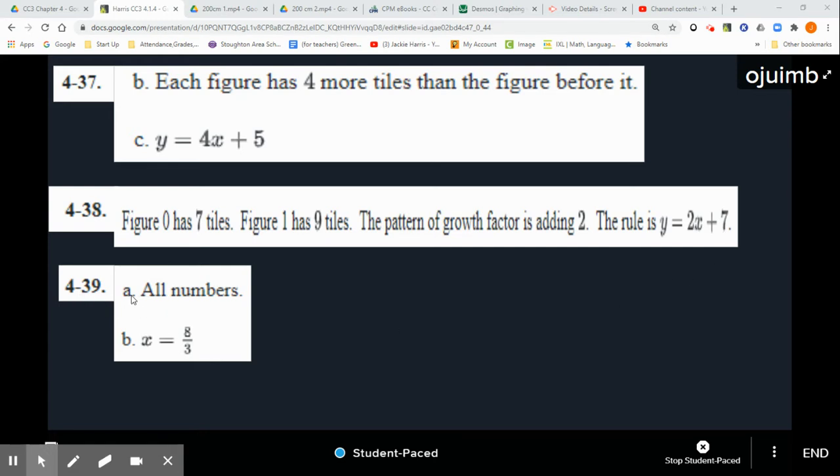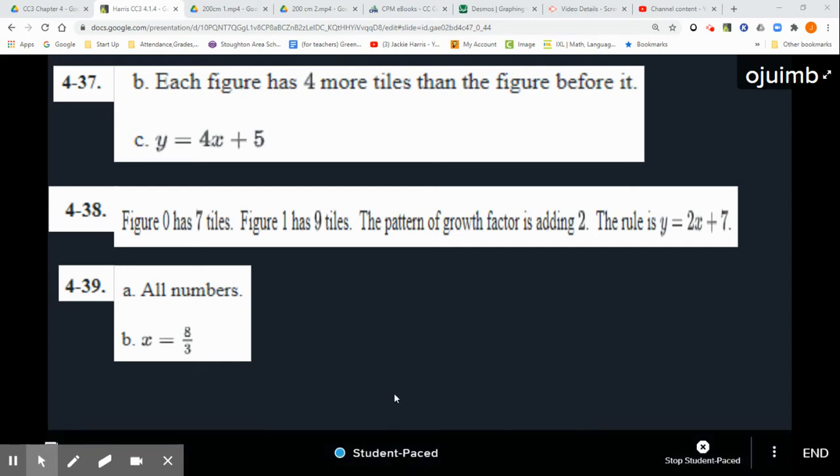Number 39a, you get all numbers, and 39b, x equals 8/3. Please do not change that to a repeating decimal. Repeating decimals, we always end up losing some accuracy because we have to round off. So leave it as 8/3 as that fraction.